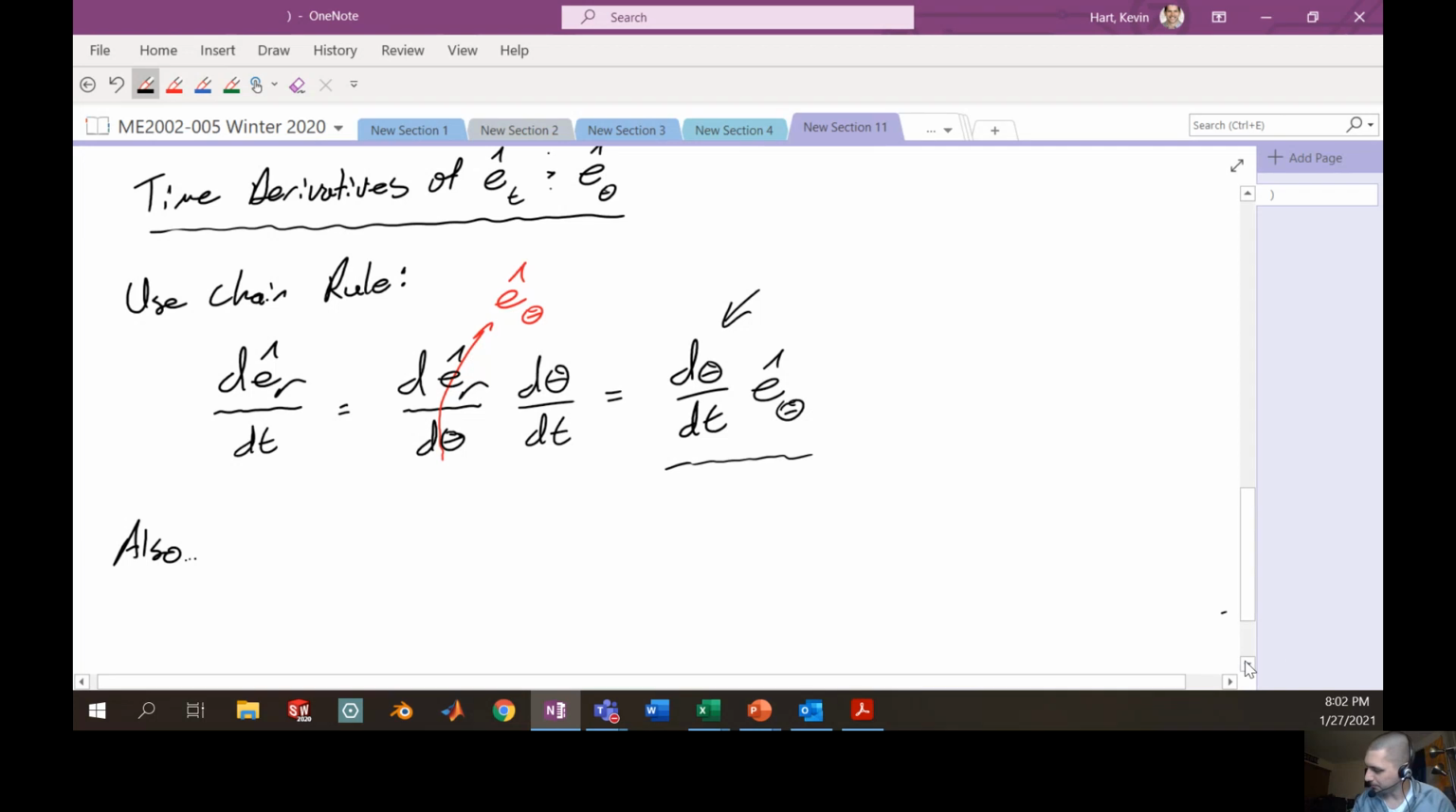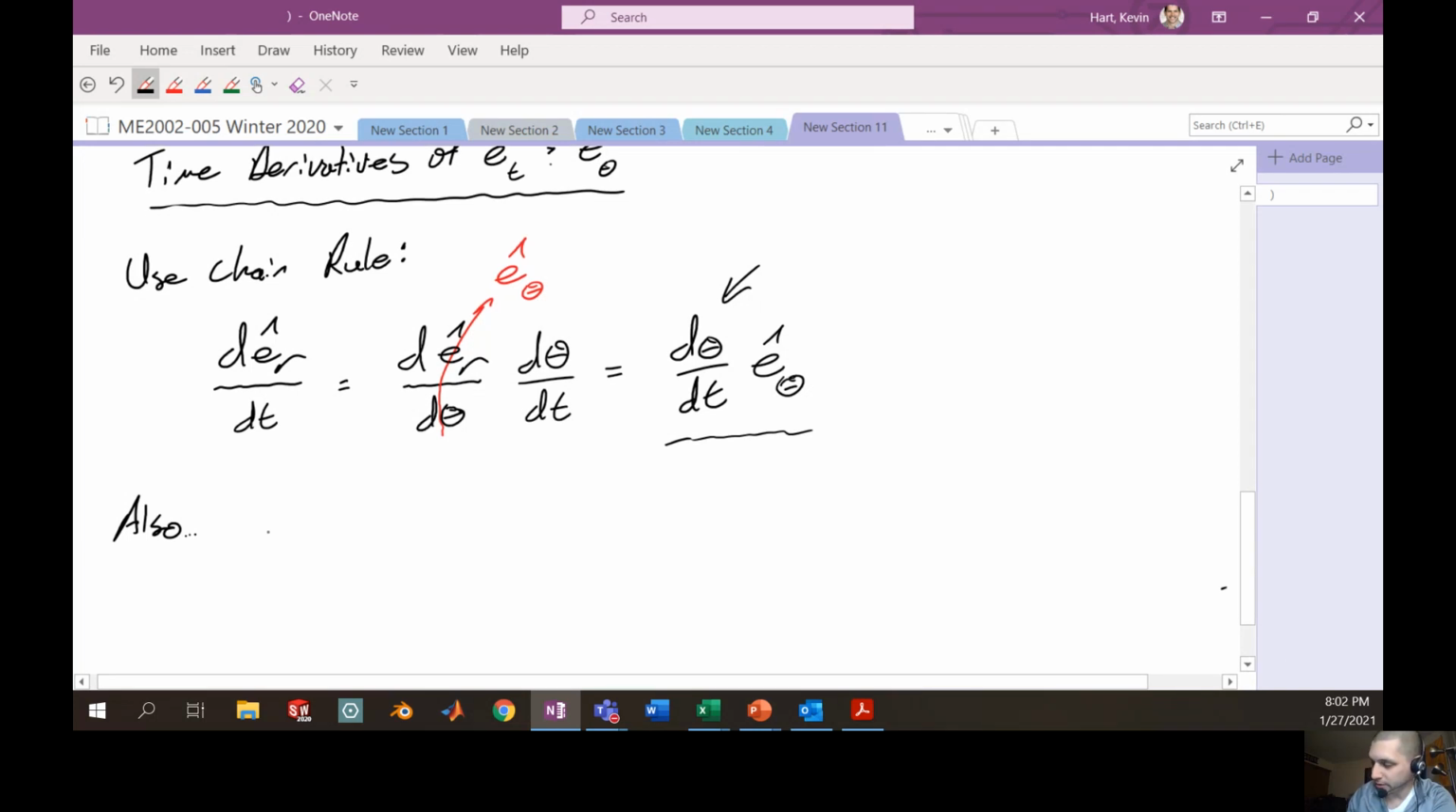Similar idea for the derivative of the transverse component. So the derivative here of E hat theta with respect to time, again, is going to be this sort of compound derivative of things we already know. This will be the angular derivative of this particular piece multiplied by d theta dt. Okay, we can identify this as our negative E hat R.